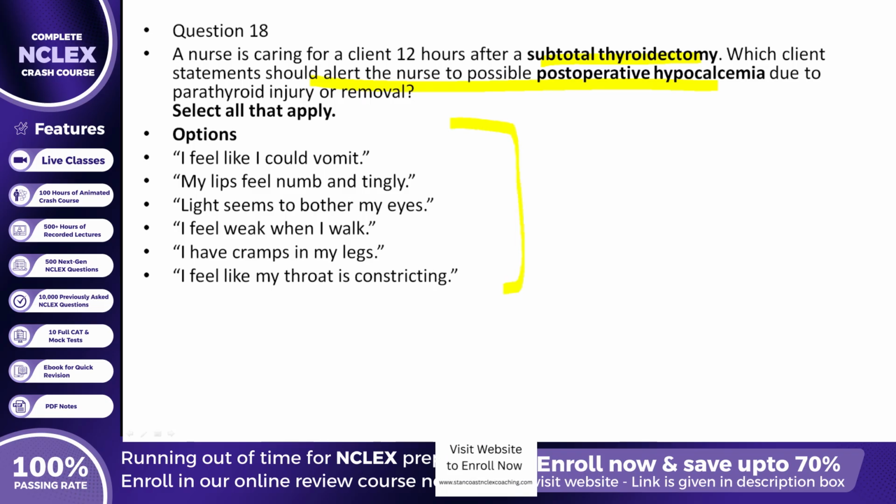Option 1, I feel like I could vomit. Option 2, my lips feel numb and tingly. Option 3, light seems to bother my eyes. Option 4, I feel weak when I walk. Option 5, I have cramps in my legs. Option 6, I feel like my throat is constricting. The correct responses are options 2, 5, and 6, which are numb and tingling lips, muscle cramps in the legs, and a sensation of throat constriction.